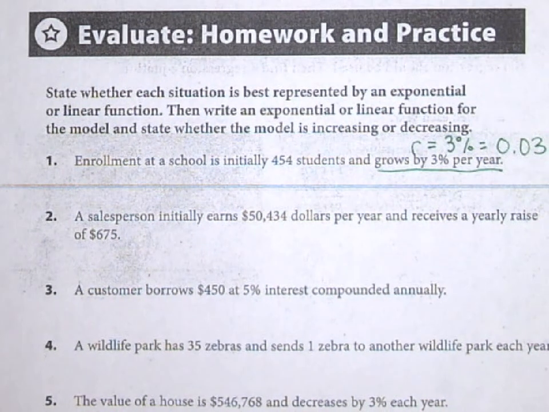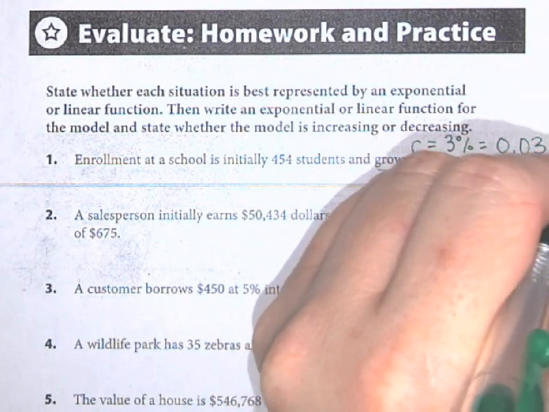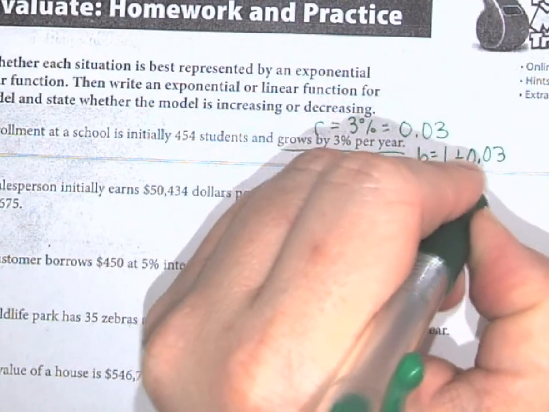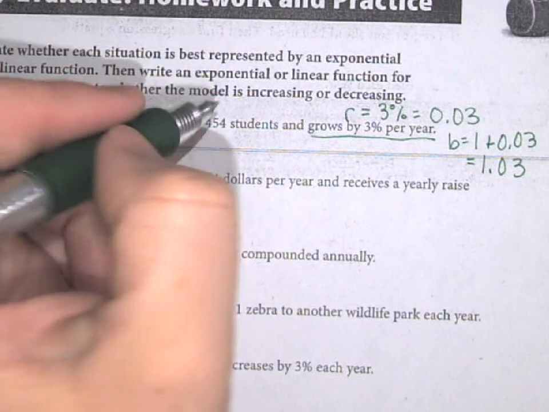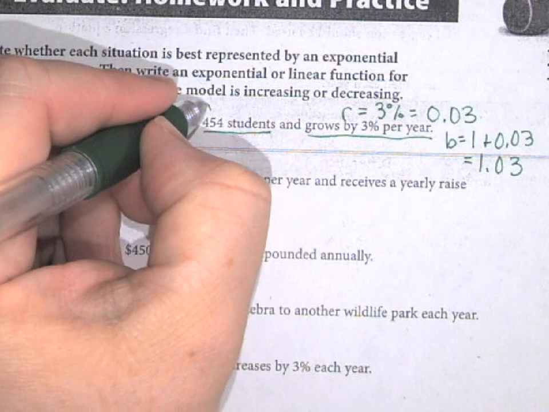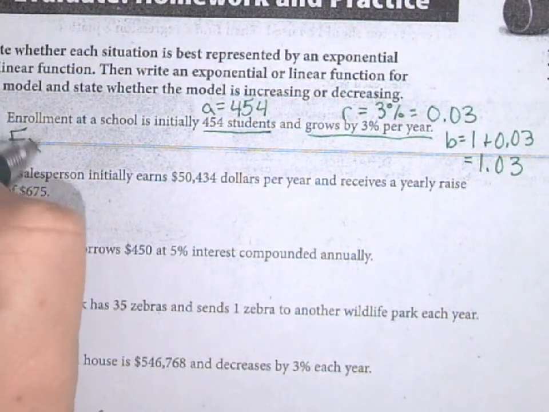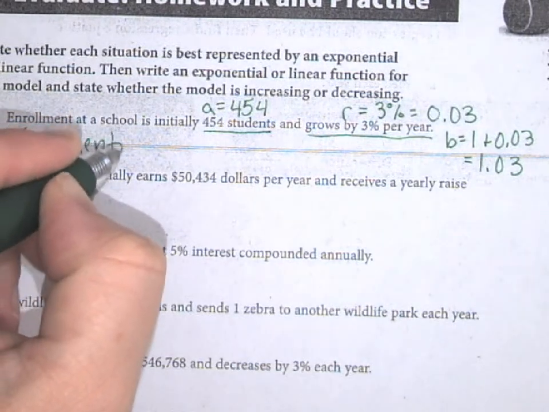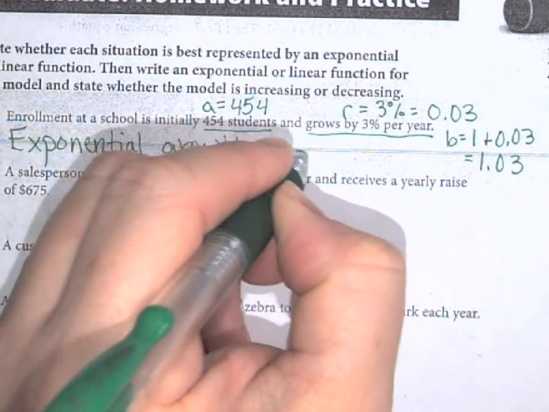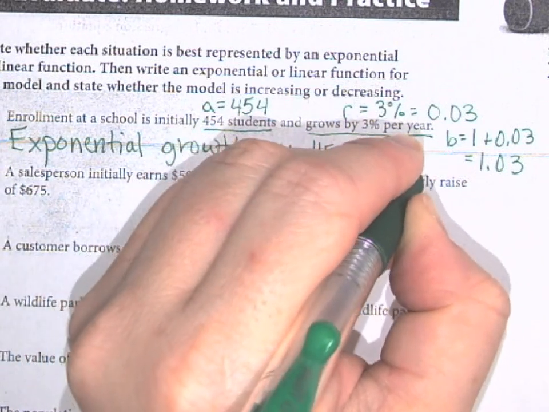Because R is 0.03 and it's growing, our B value is going to be 1 plus that, or 1.03. Our initial value is the 454 students. So our A value is going to be 454. So this one is exponential growth. And my equation is y equals 454 times 1.03 raised to the x.